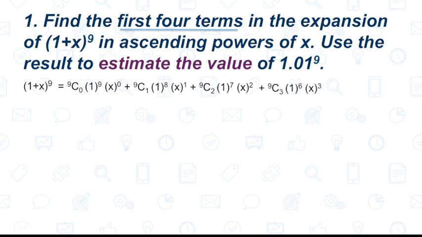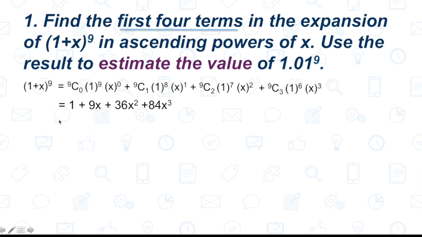And of course, we know that 1 to the power of any number is equal to 1. So we will have this. C(9,1) is 9, times x is 9x. C(9,2) is 36x squared. And C(9,3) is 84x cubed. So these are the first four terms. And as you notice, the powers of x are ascending from x^0, 1, 2, 3. So they are increasing, correct?